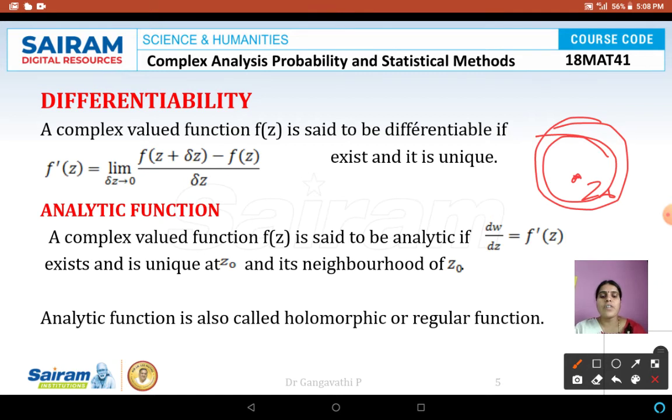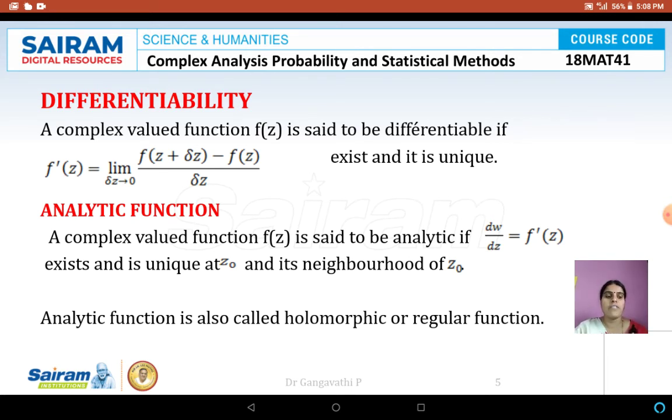The analytic function, we also call it harmonic, holomorphic, as well as regular function. Sometimes in the examination, it will be asked like prove that the function is holomorphic, or show that the function is a regular function. You need not worry, it is nothing but an analytic function itself.